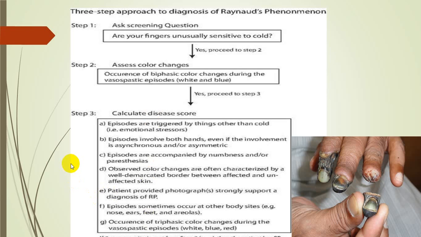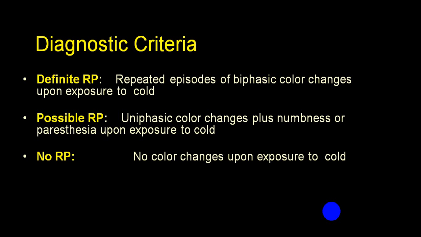So this is what you can see here. There is a gangrene which has appeared, dry gangrene we call, and auto amputation has occurred. So this is a very common phenomenon which will happen very frequently in the secondary variety, and particularly in systemic sclerosis, quite common.